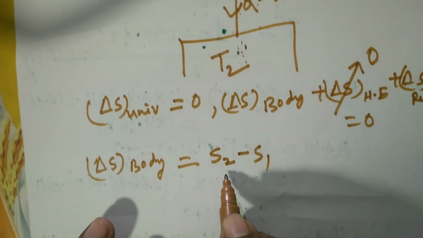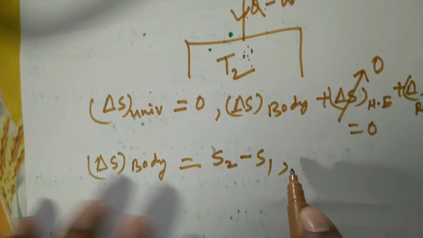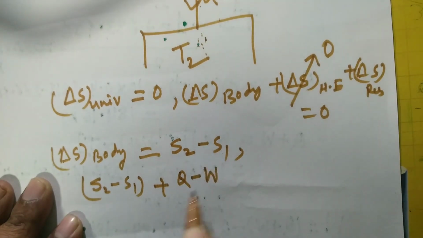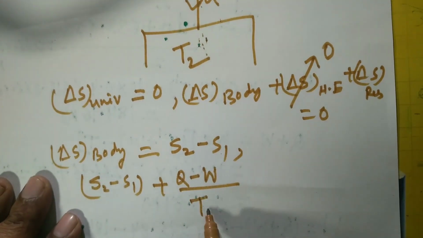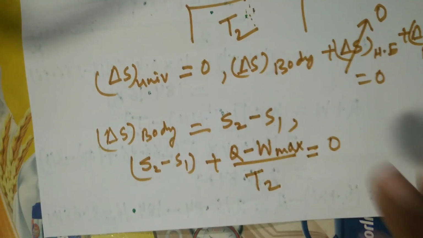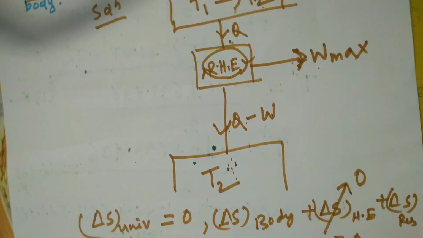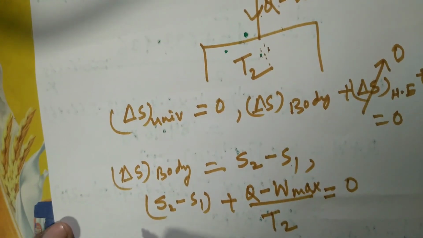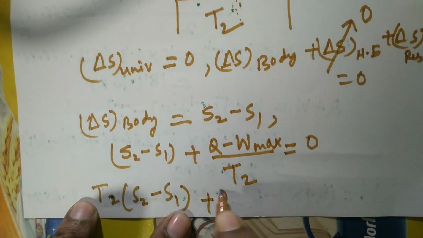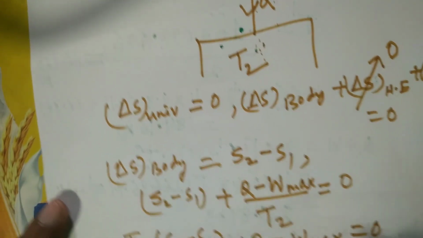Delta S of body is, S2 is the final entropy of body, finite body, and S1 is the initial entropy of finite body. So from this equation, S2 minus S1 plus Q minus W divided by, here the temperature of reservoir is T2, equal to 0, and in fact this W is for W max, because for reversible case work produced is maximum, and for reversible process delta S universe is 0. So from this equation what we found is T2 multiplied by S2 minus S1 plus Q minus W max equal to 0. So from this equation this is obtained.